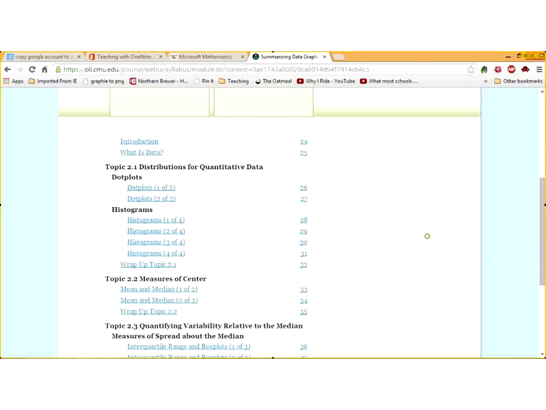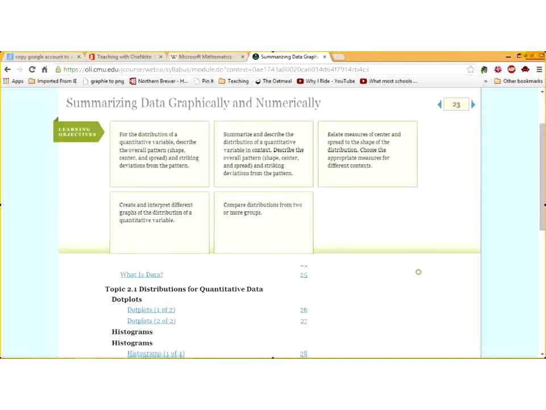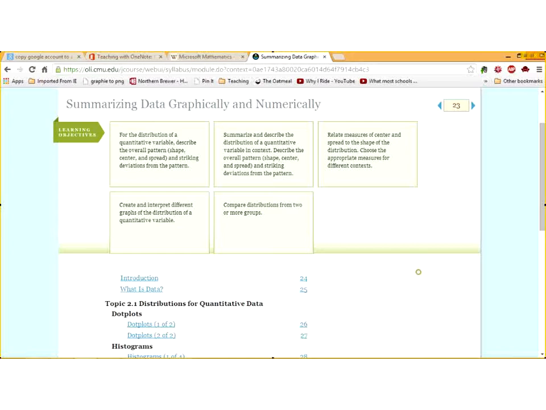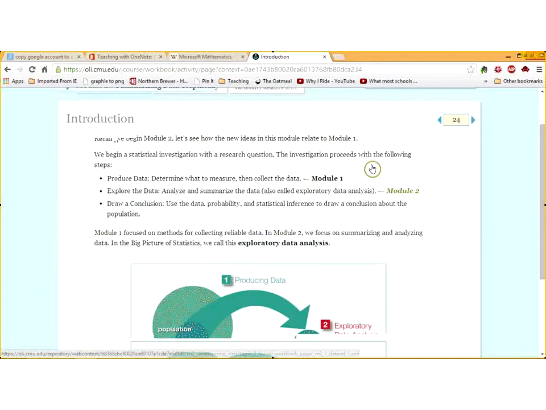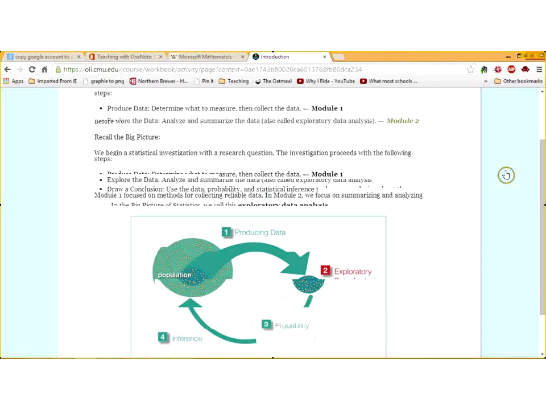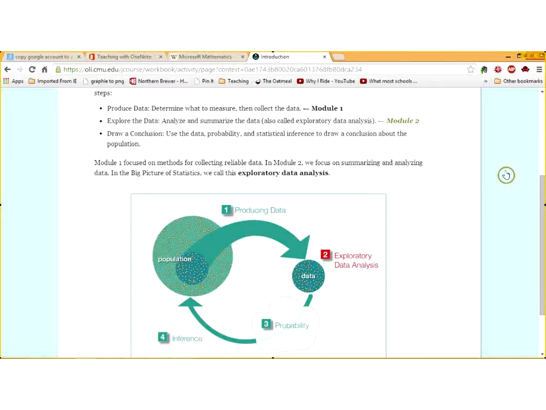All right, so let's go through and talk about Module 2. Module 2 is kind of where we get into describing data information. If we move forward, we have some steps in statistics. We produce the data, that is, we decide what we're going to measure and collect the data. We did that in the previous module. Now we're going to explore the data, that is, we're going to analyze and summarize the data. As it says, this is also called exploratory data analysis.